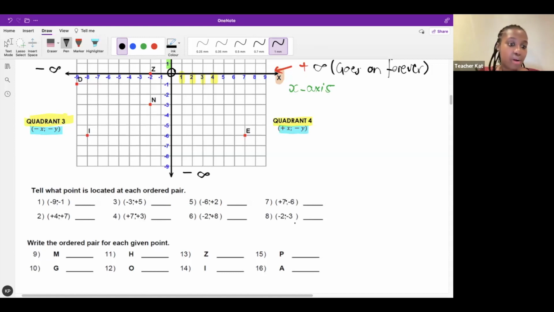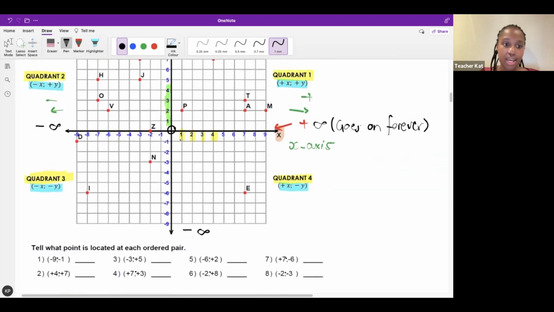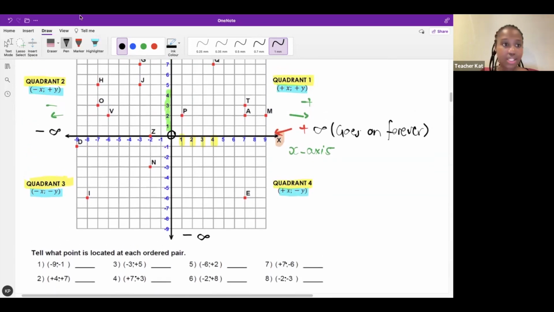Now, first point is -9 and -1. Which point is located at -9 and -1? That would be D. So we start in the middle. We said the first coordinate is always your x. That means the -9 means you go to -9 on your x-axis. And then it says go -1 on your y-axis. So you're going down 1. And that would be point D.